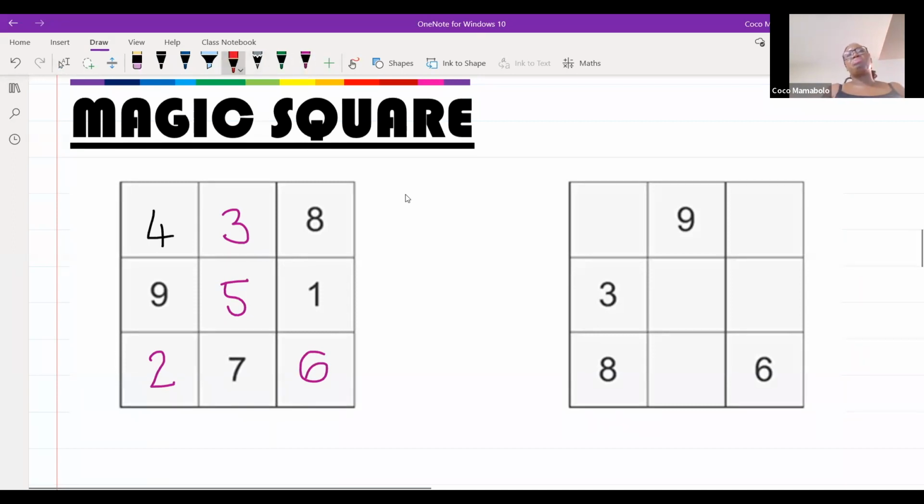Let's see if I trust you. 4 plus 9 is 13 plus 2 is 15. Good. 3 plus 5 is 8 plus 7 is 15. Good. 8 plus 1 is 9 plus 6 is 15. Okay, well, we're off to a good start. 4 plus 3 is 7 plus 8 is 15. 9 plus 5 is 14 plus 1 is 15. 2 plus 7 is 9 plus 6 is 15. Well done. Let's see if the diagonal also works. 4 plus 5 is 9, plus 6 is 15. Oh, Stacy, you rock star. Well done.